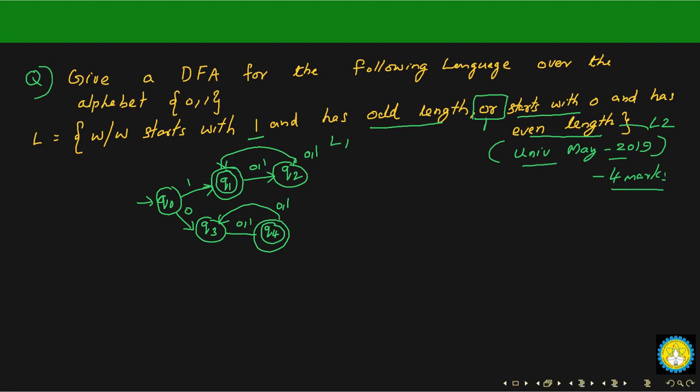Q3 is a non-final state, because from Q4, if you see one more symbol, that means you are looking at an odd length word. And from Q3, if you again see one more symbol, you will be coming to Q4, which is a final state. And this happens because you have seen an even number of symbols. So this is the DFA for our language, and this is not very difficult. This is very easy to design trivially.